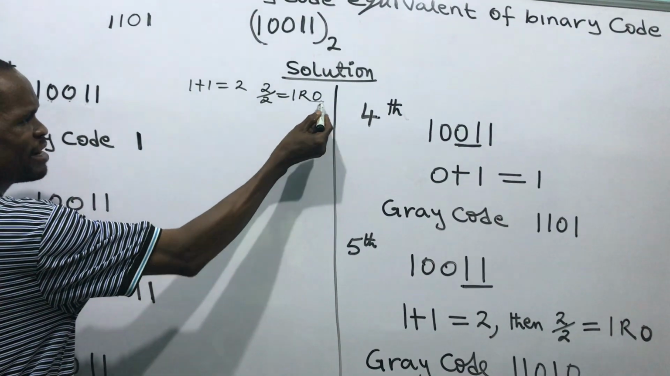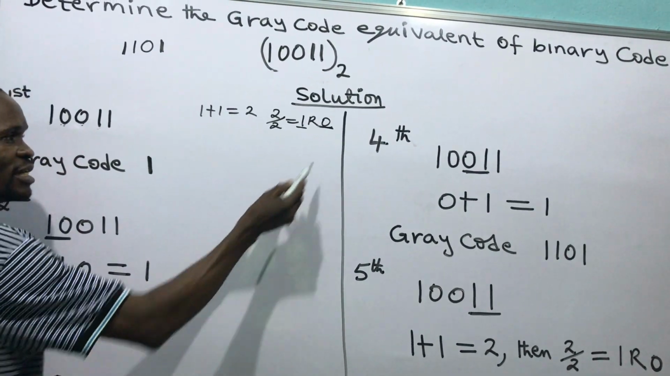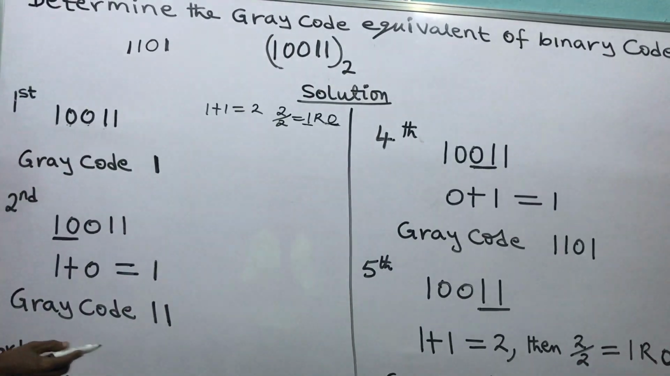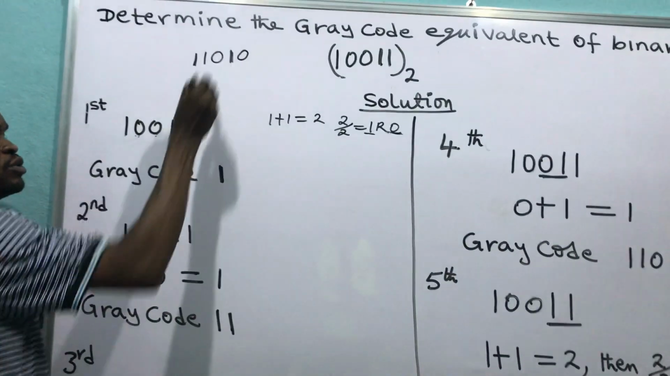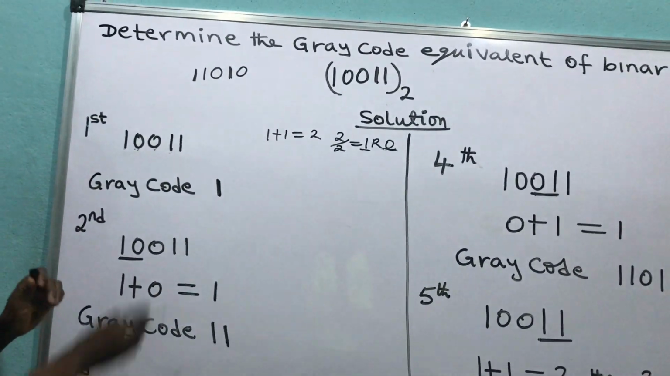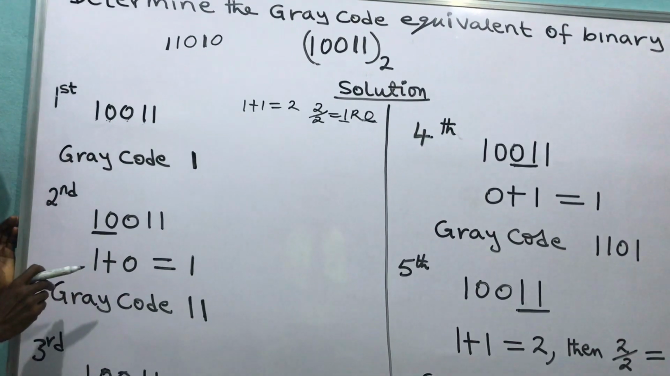This is my remainder. That's what I needed; that's what I'm taking. But this one is a quotient. My remainder is the major thing I need. I will take my remainder as my gray code, which is 0. So you see, I have converted this binary to its gray code equivalent.